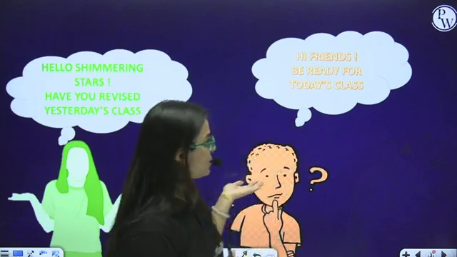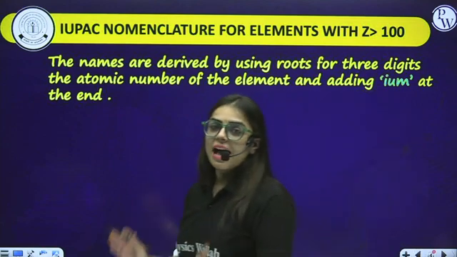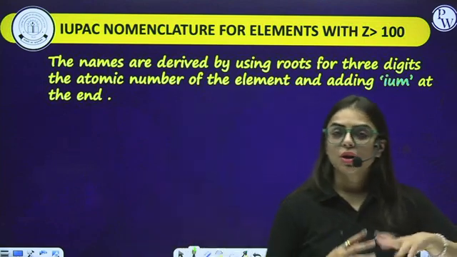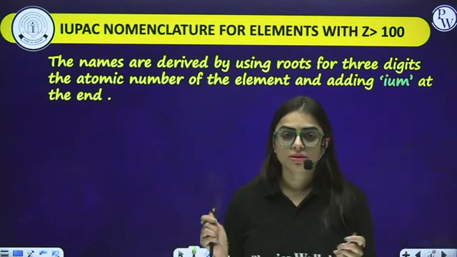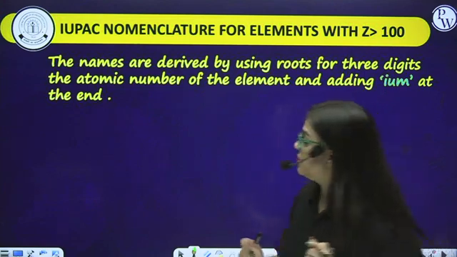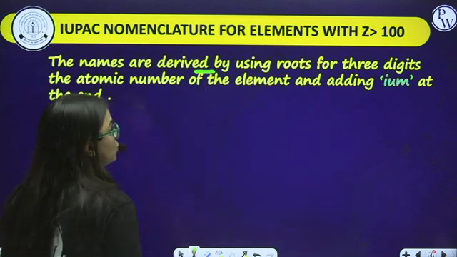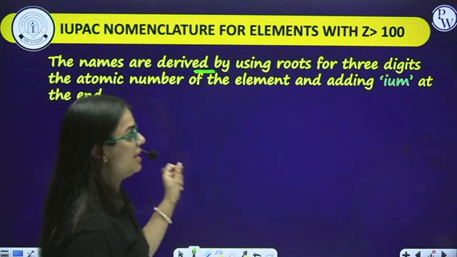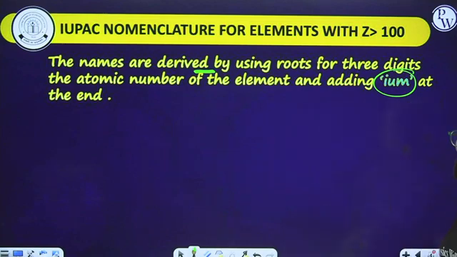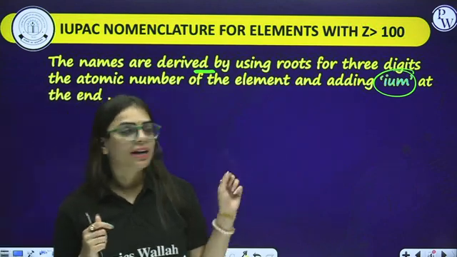Now here is barium. So he's saying, let's get ready for today's class. So first topic is IUPAC nomenclature of elements whose atomic number is more than 100. Students, always remember, whensoever we are doing IUPAC of these elements, at the end we need to add EM, I-U-M-E-M. So let us see. The names are derived by using roots for the 3 digits of the atomic number of the elements, and adding EM at the end. For the elements which have 3 digits in the atomic number, we are going to name them, and we have to add EM at the end.